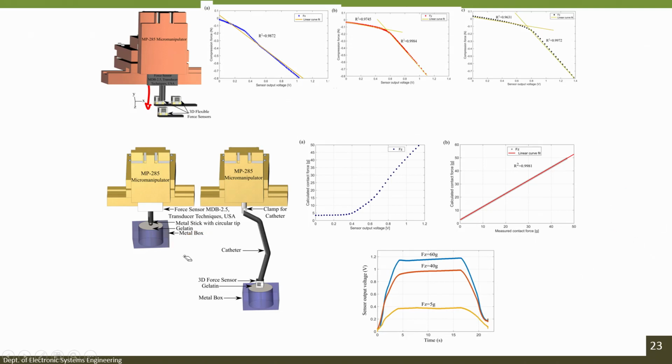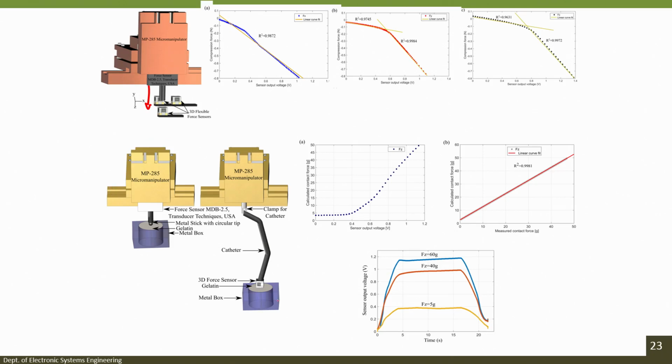So, this is a MP285 micromanipulator. You have seen the MP285 micromanipulator. You will see it probably in the class, but if not, it is used to manipulate the rod that we are attaching, or the catheter tip that we are attaching, in terms of a few microns. You can move it in x, y and z with a precision of a few microns.